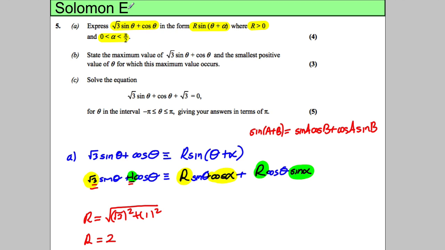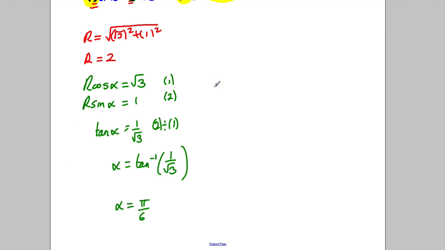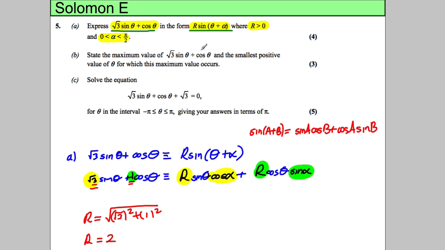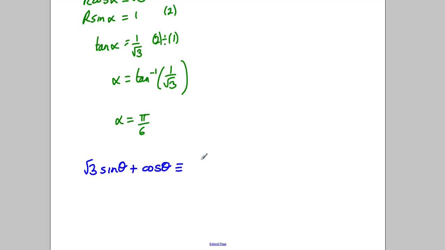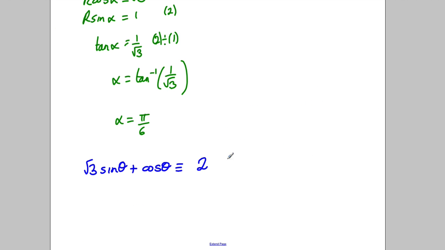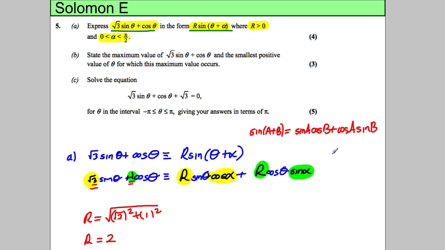Now let's look up what the question asks. It asks us to express this in this form. So what we can therefore say is that root 3 sine theta plus cosine theta, the thing we're asked to express, well, what's r? 2. So it can be written as 2 sine of theta plus pi by 6. Be sure to make sure you write the last line. That's what you're asked to do in the question.